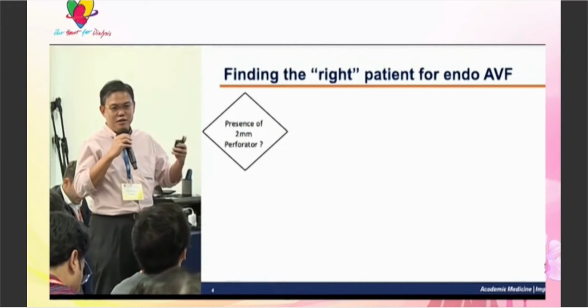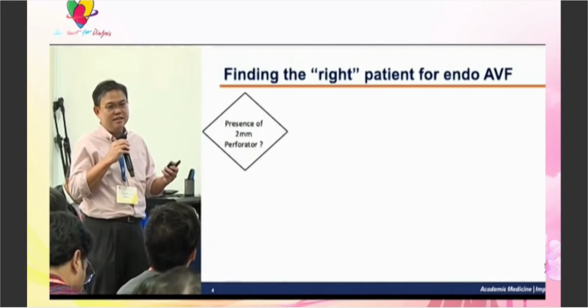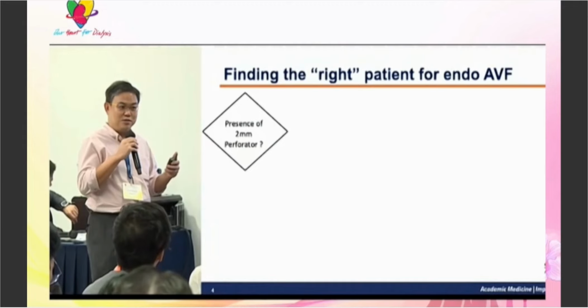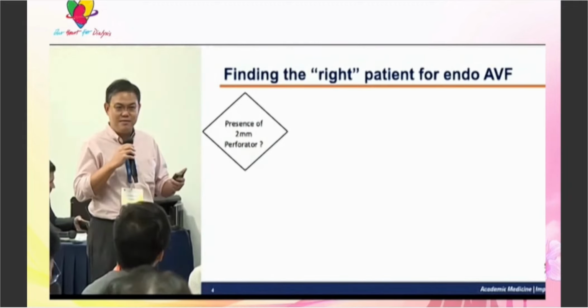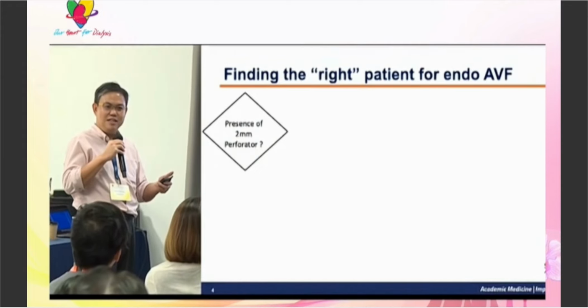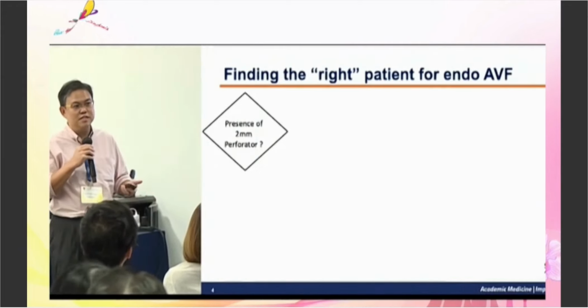Then to the operator, the reality is that we need to pick cases that we can do in quick time, right? We don't want to spend 3 hours creating an endo-AVF because the surgeon can create an AVF in under 20 minutes. So we want to have efficiency in creating that AVF.